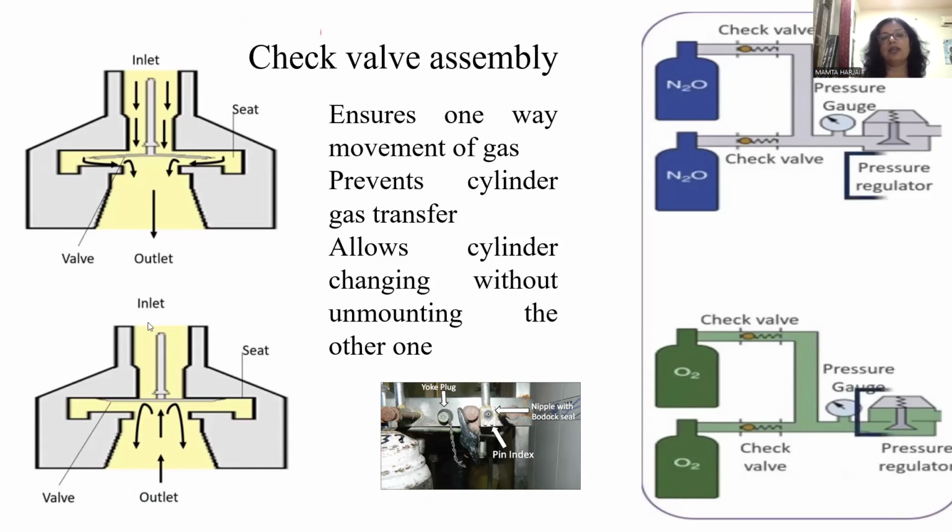Now, how? When the inlet pressure is more, you can see this diaphragm is moving downward and allowing the gas to come inside. When the outlet pressure becomes more, like all the upstream pressure is more, the seat is closed and the valve is closed and no gas can move out. So basically, this is ensuring the unidirectional movement of gas. It is preventing gas transfer to the cylinder. It is also allowing cylinder change without unmounting the other one.